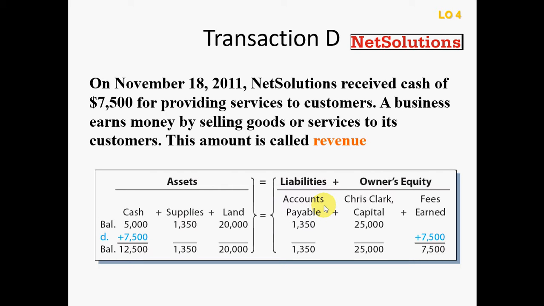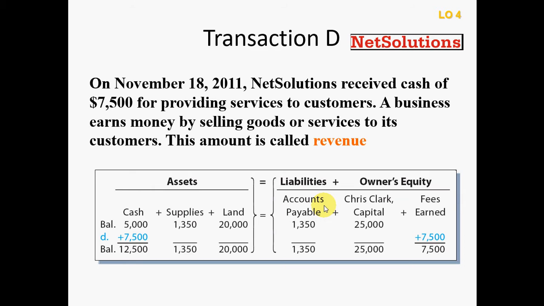Okay, now you can see that the cash has increased by 7,500. Now we have total cash of 12,500, and under owner's equity we have a new account, which is fee earned. So fee earned has been added. An amount of 7,500 is added to fee earned, which in return increases the owner's equity. So on both sides, left and right, we have added 7,500, which maintains the equality on both sides.